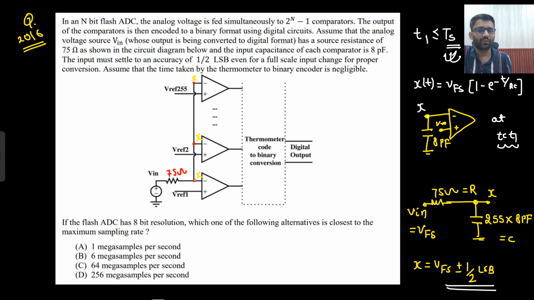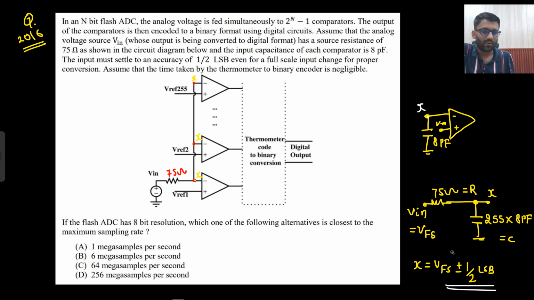So all these things we are going to write down now. If you are not able to understand, slowly you will understand. Again, we are going to write it down. So let this much be here. Now I am going to draw it. This is my Vin. I have a resistance of 75 ohm. This I am calling R.